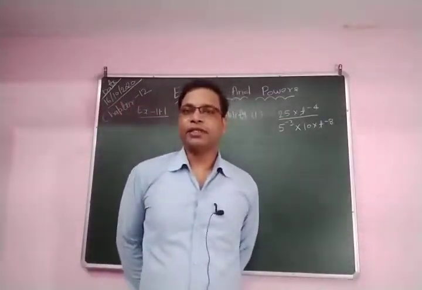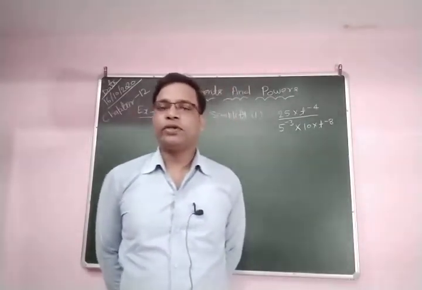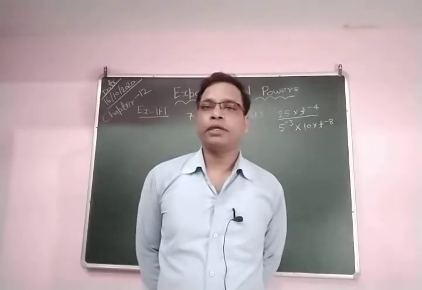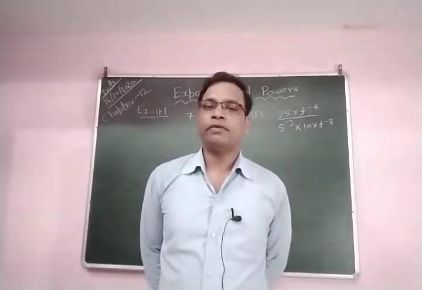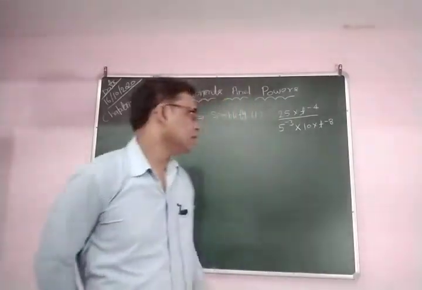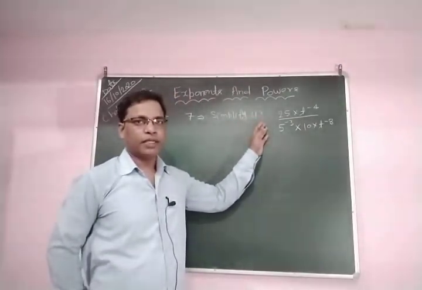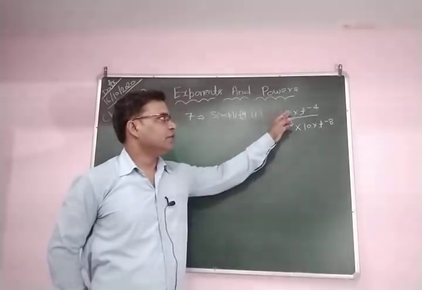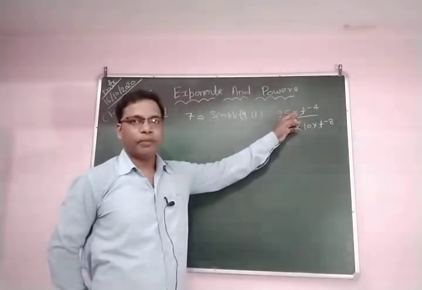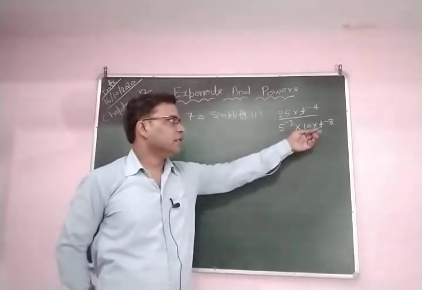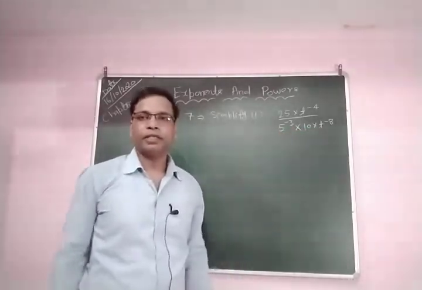Good morning, students. Today we are going to discuss chapter 12, exercise 12.1, question number 7. You can see this is question number 7, part 1. Simplify 25 into t power minus 4, divided by 5 power minus 3 into 10 into t power minus 8.